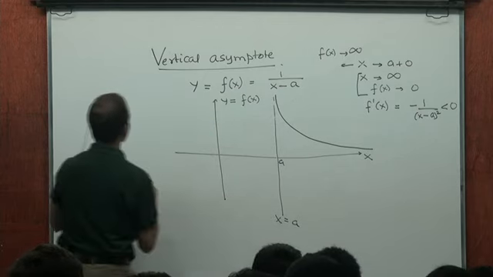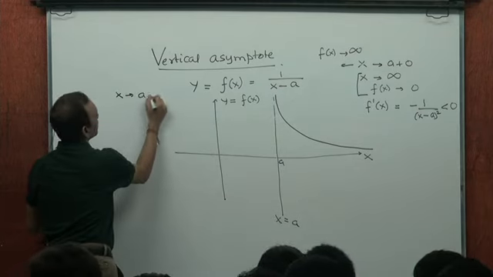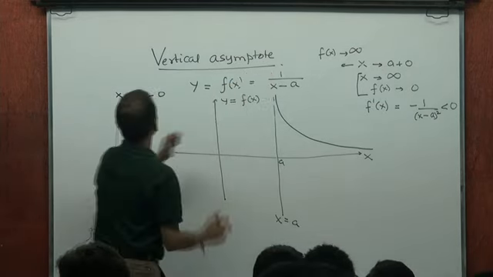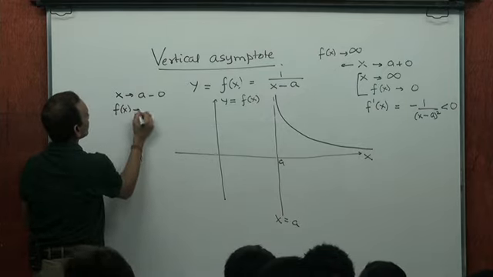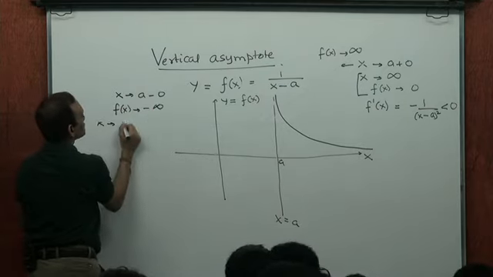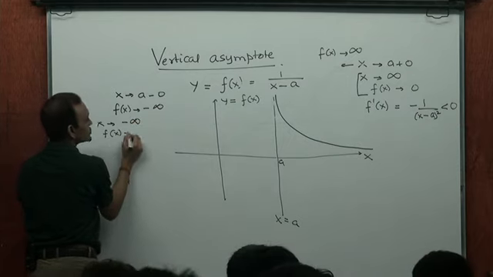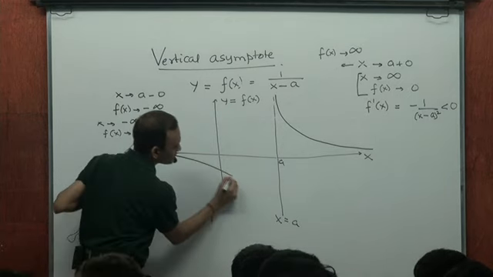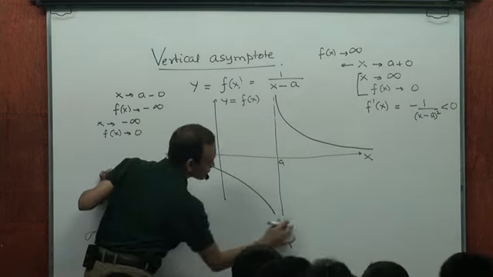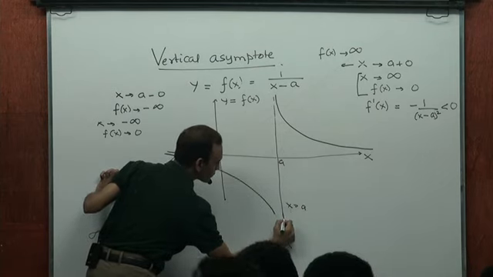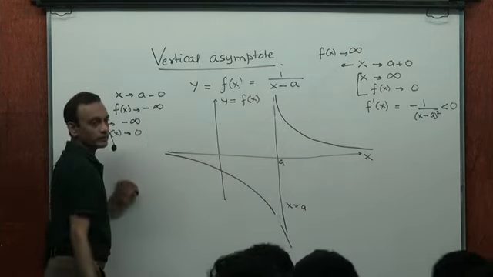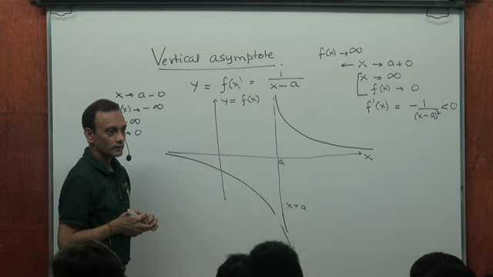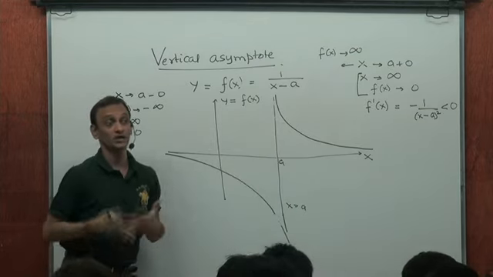And just to complete matters here, as x tends to a from the less than a side, this will be negative. f(x) will tend to minus infinity. And as x tends to minus infinity, f(x) would again tend to 0. Right? So this is the notion of a vertical asymptote.